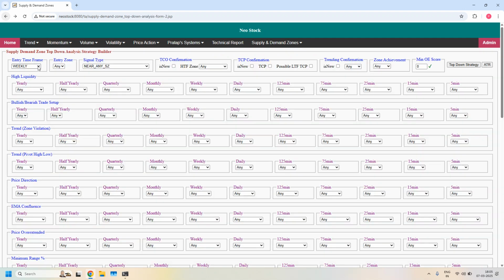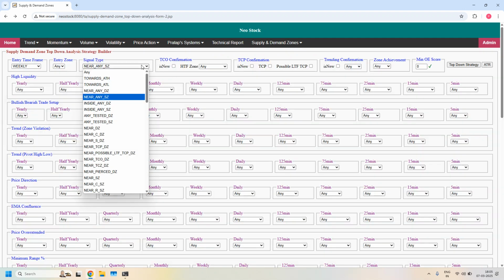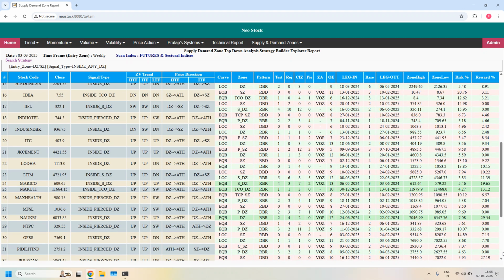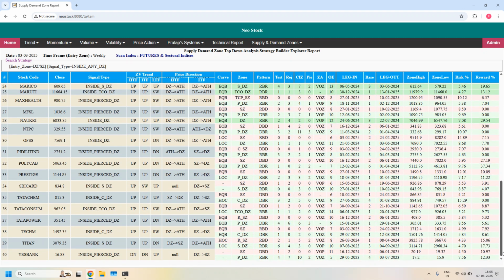Okay, next, weekly time frame. Price closed inside the weekly demand zone. First 15 stocks in the list. I'm scrolling the list down. So total 40 stocks are filtered where price closed inside the weekly demand zone.